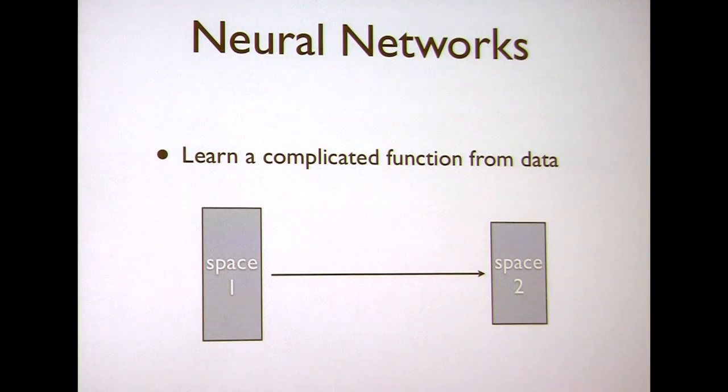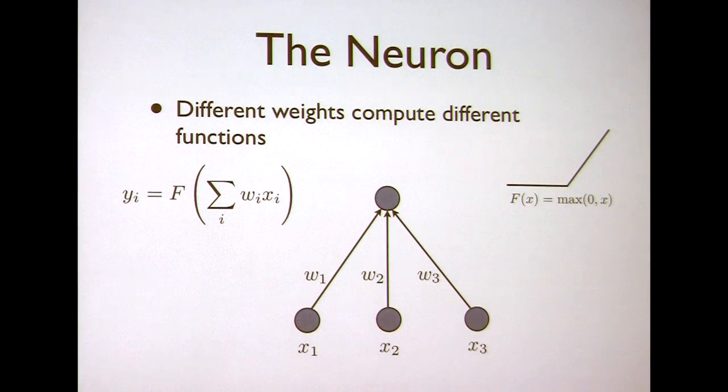Okay, so we've been using neural networks for the last couple of years to work on a bunch of these different kinds of problems. So neural nets essentially learn a complicated function from data. So you have some space 1, which might be input pixels. And you have some space 2, which might be labels of what you think is in that image. And you're going to learn some very complicated function to map from the pixels of the image to what you think is in the image, for example.